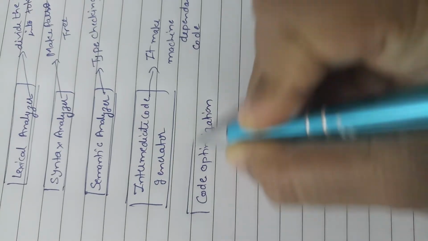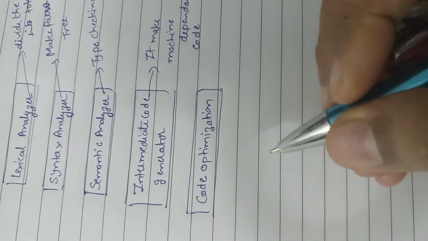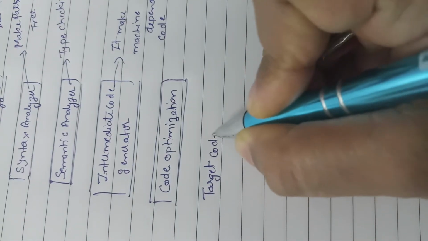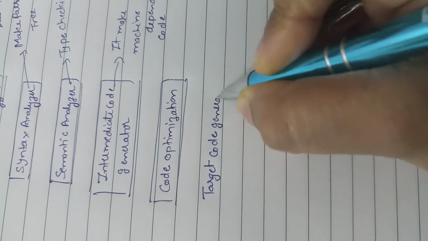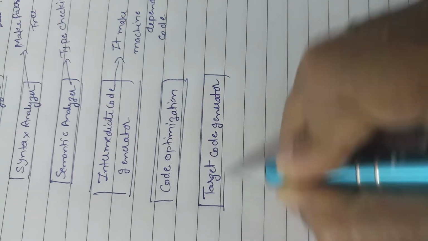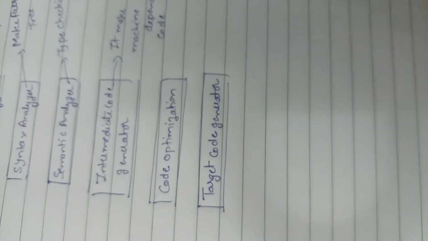After that, we will move to the code optimization. Code optimization is optional. We can use it or we can skip it. After that, the target code generator, or we can say this is the low level language.